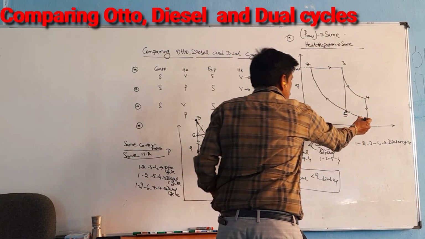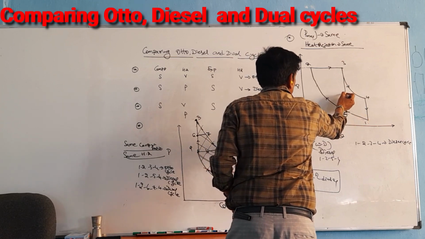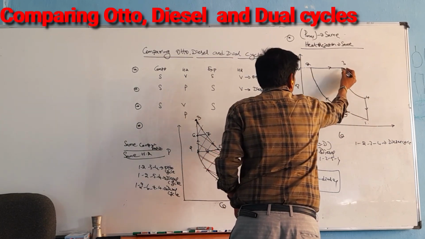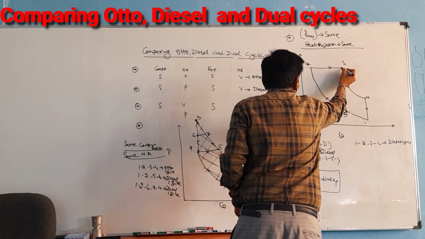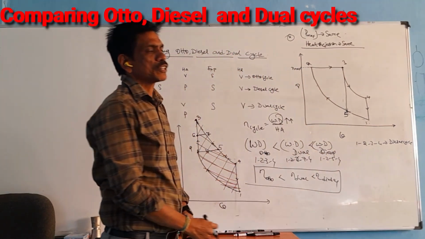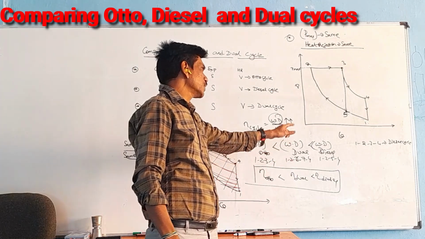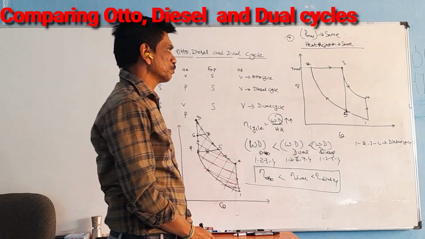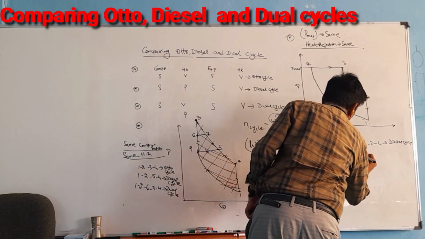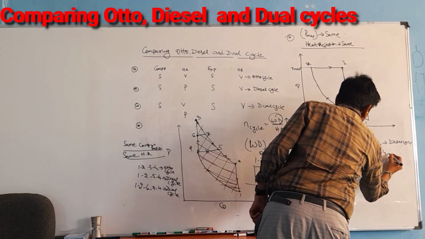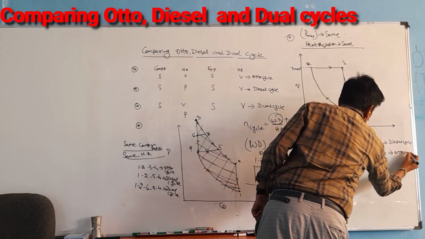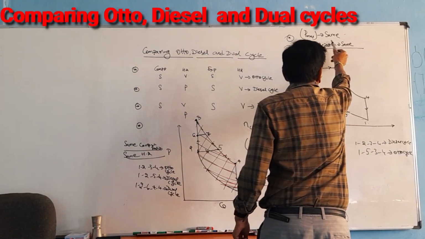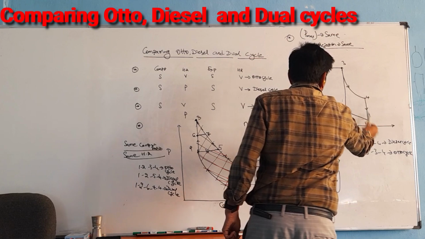So what does this form, with the maximum pressure P1, P5, P3, P4, where the pressure is high? Keeping the maximum pressure the same, the Otto cycle has been constructed on the same PV diagram. So 1, 5, 3, 4 becomes the Otto cycle. The condition is satisfied. The maximum peak pressure and the heat rejection are maintained the same.